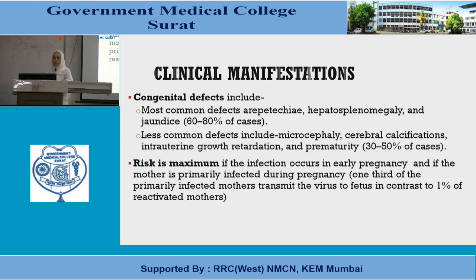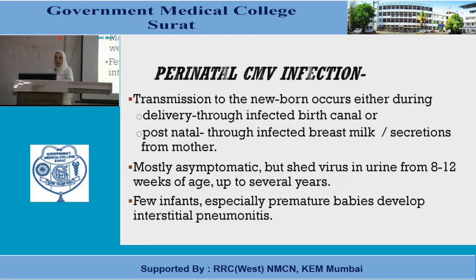So where is the maximum risk? Risk is in early pregnancy, and if the mother is primarily infected during pregnancy, 1/3 of primarily infected mothers transmit the virus to infants, in contrast to 1% of reactivated mothers. So that's the mode which is more common. Transmission to the newborn occurs during delivery through the infected birth canal, or postnatally through infected breast milk secretions from the mother. They may be asymptomatic but still can shed virus in urine for around 12 weeks, that is 3 months of age, up to several years.